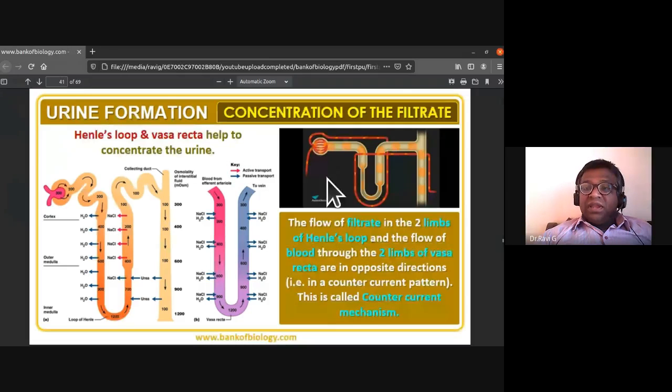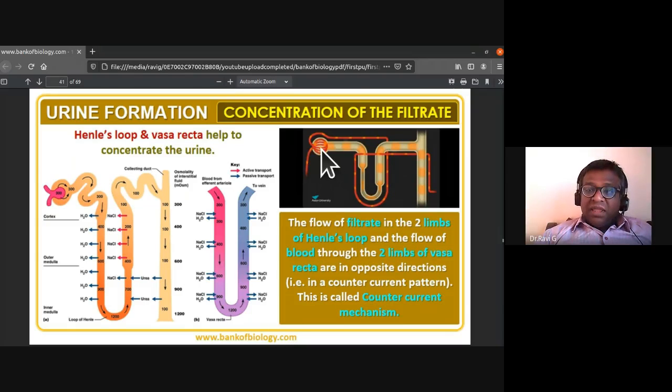Here you can notice the flow of filtrate in the two limbs of Henle's loop and the flow of blood through the two limbs of vasa recta, they are in counter current. They are in opposite direction. Here the filtrate is climbing up, here the blood is going down. Here it is climbing down, here it is going up. So we call this type of arrangement a counter current pattern. So this is called the counter current mechanism.